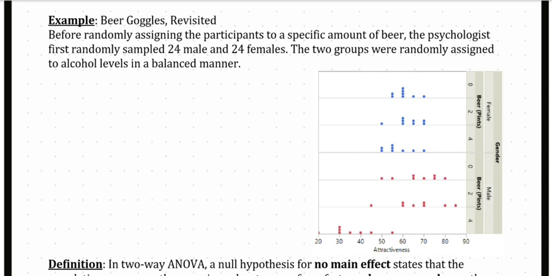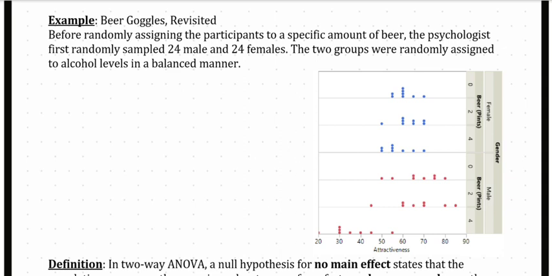The two groups of males and females were then randomly assigned to alcohol levels in a balanced manner, so that the male participants were balanced across the 3 levels of alcohol, and the females were also balanced across the 3 levels of alcohol. So there were an equal number of males in each of the 3 levels of alcohol, and there were an equal number of females in the 3 levels of alcohol.